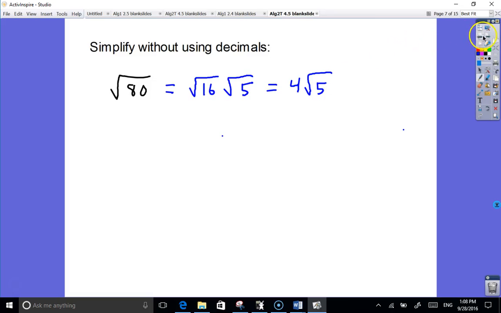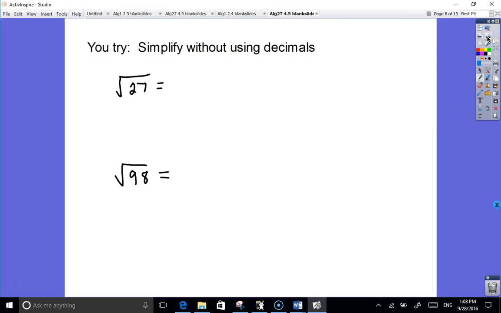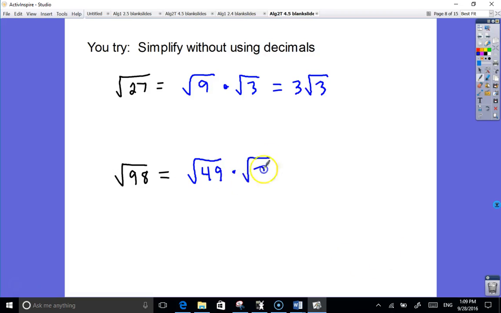And that'll always work. Just put on the first line x squared, put on the next line your number divided by x squared. So try to do it for yourself on those two. And you don't have to use my method, just whatever method you're going to use, see if you can come up with the simplified radical. So how did you split up 27? It's the square root of 9 times the square root of 3, which is 3 times the square root of 3. How about 98? Square root of 49 times the square root of 2, which is 7 root 2.